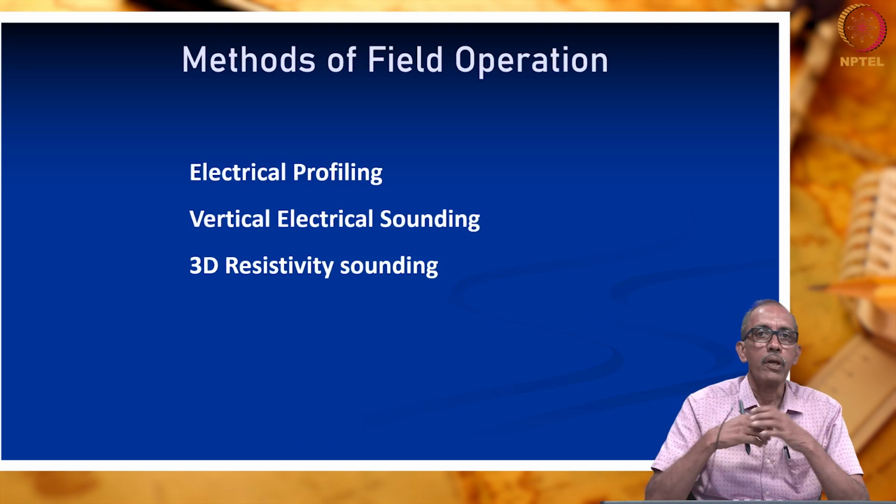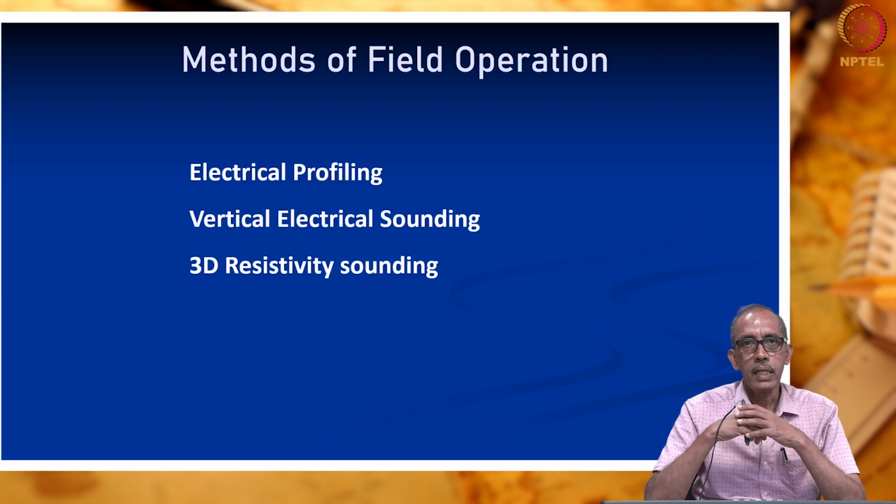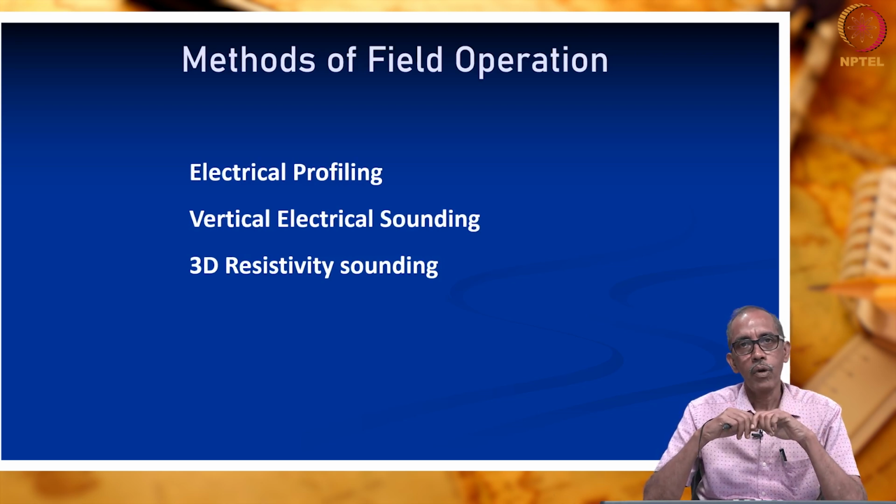Hello everyone. In the previous lecture, we had seen the advantages and disadvantages of different electrode configurations that are used in electrical resistivity methods. Then we had also looked into what is the depth of investigation and area of investigation. Today, we will see how electrical resistivity survey is carried out in the field.